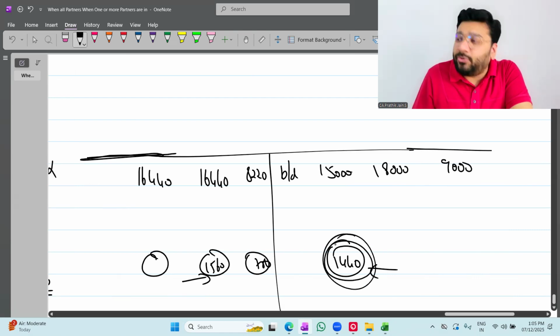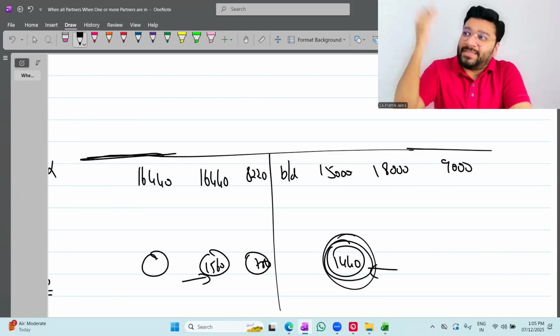Will he give this money to us? No. Will he give this money to us? No. We are doing the maximum loss method. We are preparing this on a prudent basis.